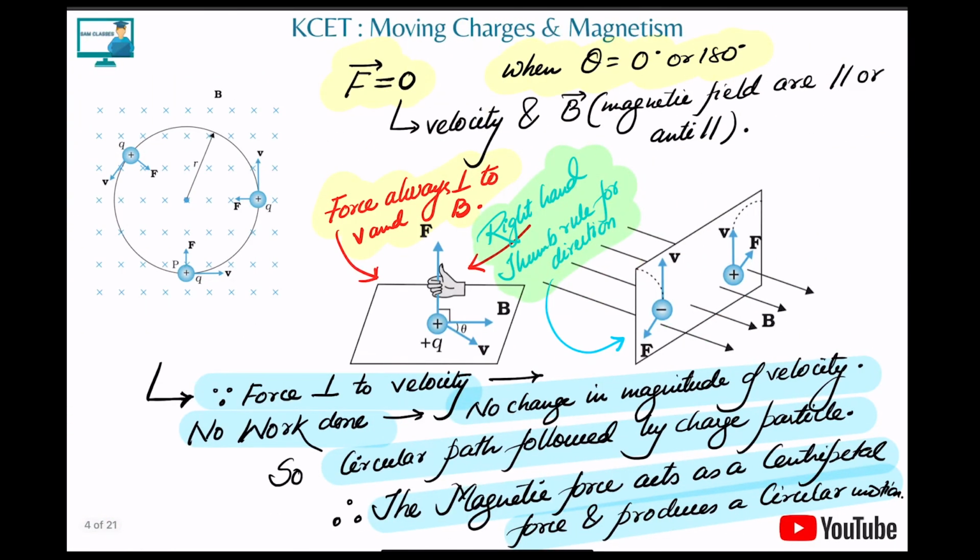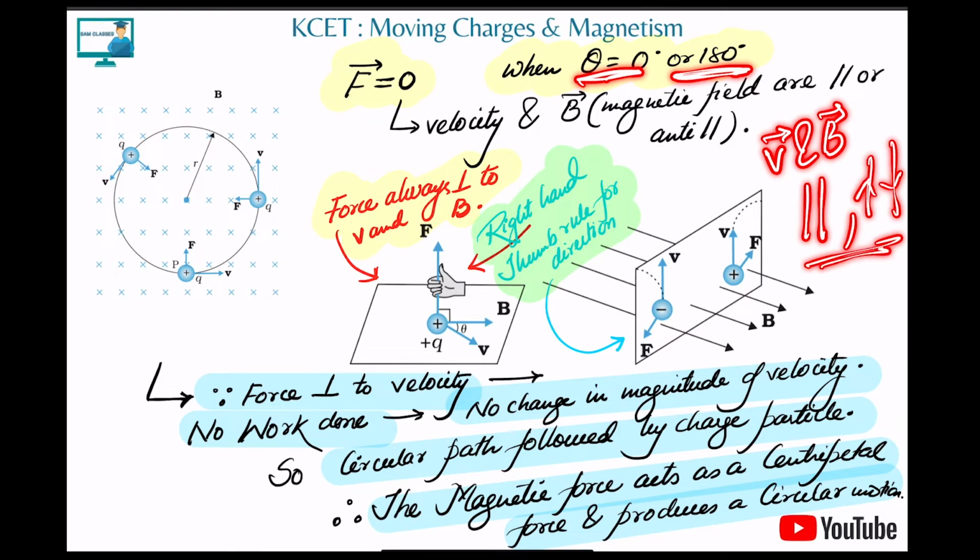Now let's see the next part. If I'm saying that force is zero, what can be the other reason for the force to be zero? Imagine the vector part. If two vectors are parallel or anti-parallel, the angle between them will be either theta equal to 0 or 180 degrees. In that scenario, when velocity vector and magnetic field are either parallel or anti-parallel, V cross B will be 0, because sine 0 is 0 and sine 180 is also 0. So in that case also the force will be 0.